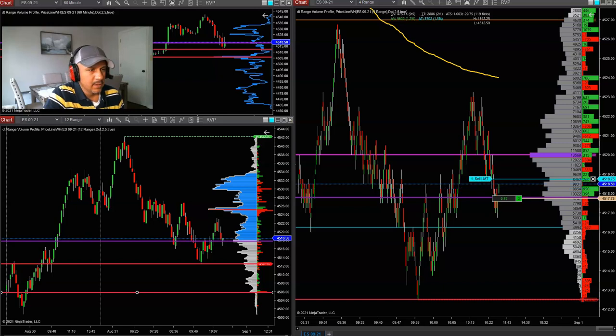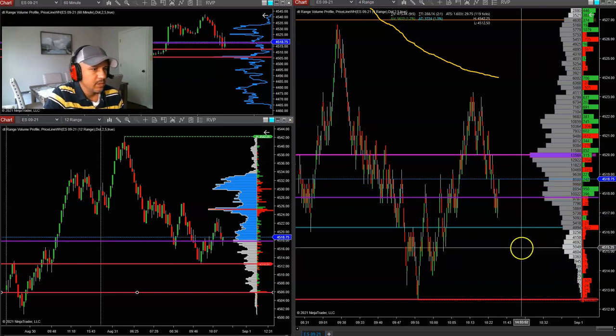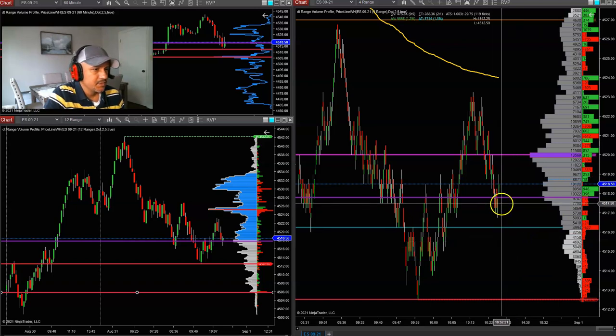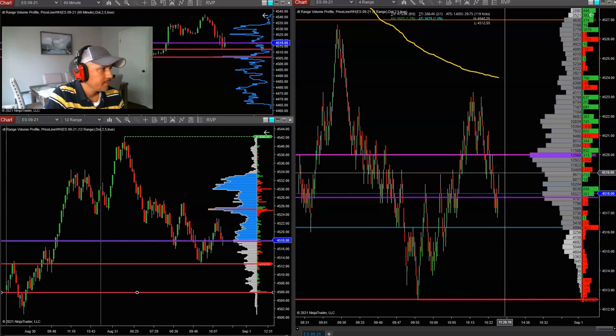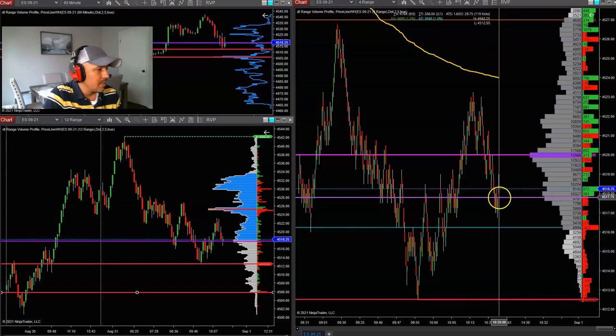Okay, I'm going long. Took a quick little long right there. Saw rejection right here. Price is probably going to stumble or pause right here. That purple line was my level.